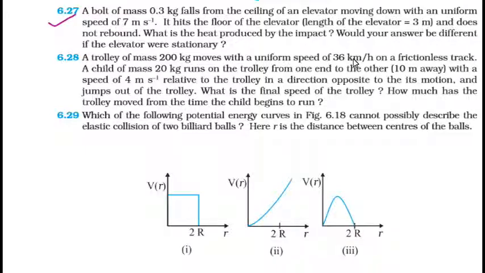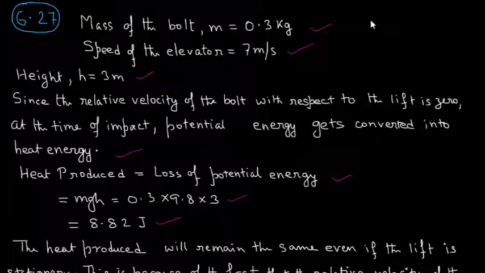Let us see the solution. Mass of the bolt m is equal to 0.3 kg. Speed of the elevator is 7 meter per second. Height h is equal to 3 meter. Since the relative velocity of the bolt with respect to the lift is zero at the time of impact, potential energy gets converted into heat energy. Heat produced is equal to loss of potential energy, that is mgh. Putting the values of m, g and h, we get 0.3 multiplied by 9.8 multiplied by 3, which is equal to 8.82 joule.